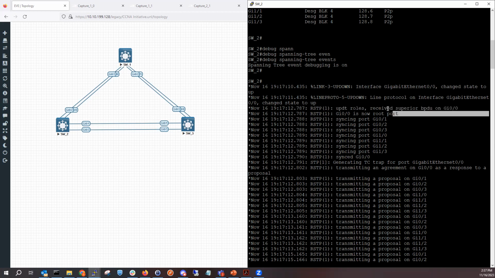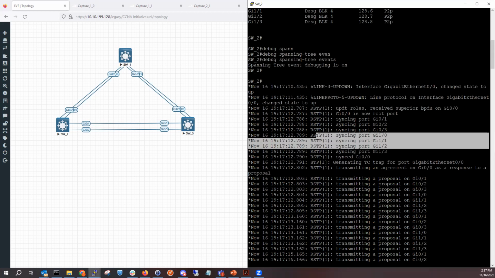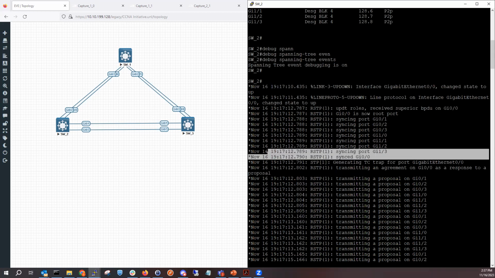And so now the switch did its own math, it computed and said, hey, I'm going to go ahead and set gigabit 0/0 as the root port. Now that I've selected my root port, I'm going to set all of my ports to be in a forwarding state and to sync with gigabit 0/0, to listen to that port, because this is the root port. This is what tells the other ports that this is the root.